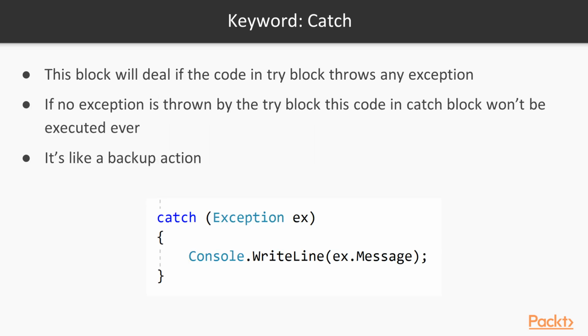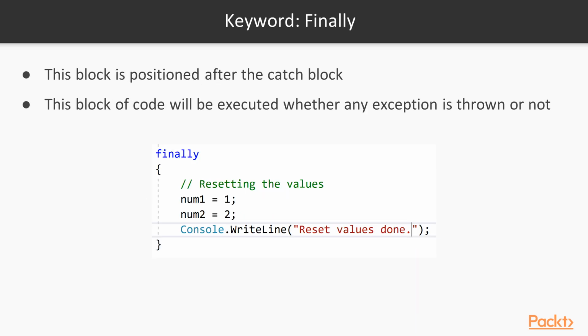And then comes the catch block. When a try block throws an exception, this block will handle it. This block will receive that exception and do whatever code you have written inside it. It's kind of like a backup action. Then the finally keyword. This block is positioned after the catch block. This block of code will be executed whether any exception is thrown or not.